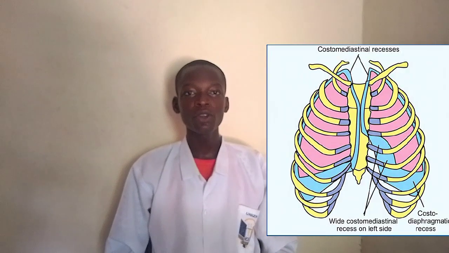Now, we've talked about the recesses, and we are going over to talk about the nerve supply to the pleura. So, the nerve supply to the visceral pleura is different from that of the parietal pleura. The parietal pleura is supplied by somatic nerve fibers, while the visceral pleura is supplied by sympathetic nerve fibers, that is, autonomic nerve fibers. Let's talk about the somatic nerve fibers that supply the parietal pleura. They are the intercostal nerves and the phrenic nerves.